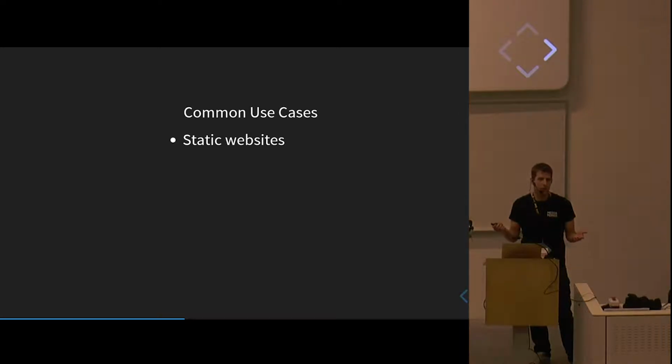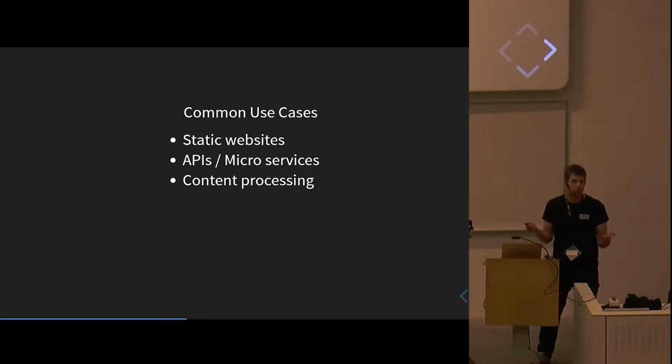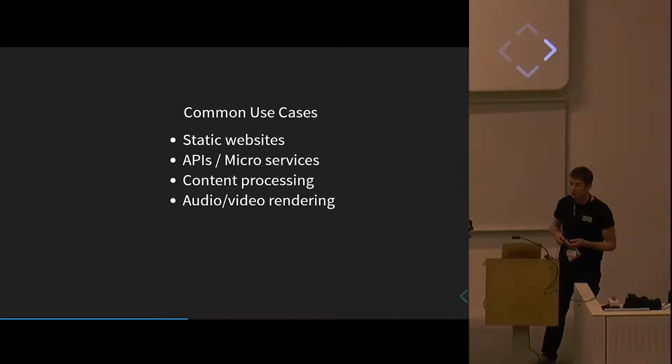Common use cases for serverless. It could be a simple static website. Just run a website from an S3 bucket. Or APIs, microservices. Content processing, like you can have a user upload an image and you can detect what's in the image or do automatic resizing as soon as someone uploads it. You don't need to have a full server for that, doing all of that. Audio video rendering, very powerful feature. I actually have a use case later on that you can have MP3 rendering or rendering of video with FFmpeg in your Lambda function.